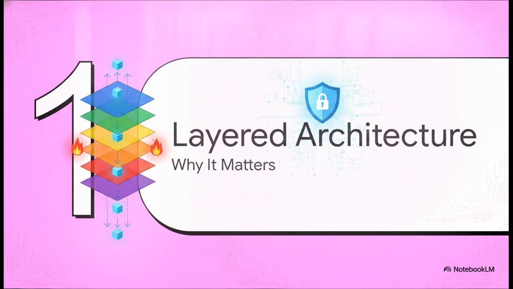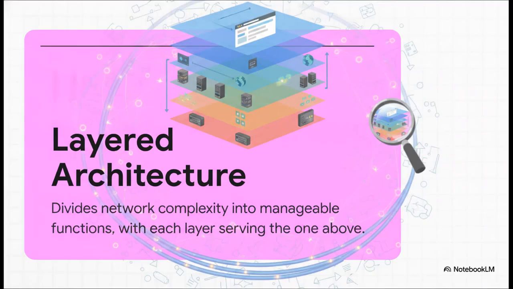So, Section 1. Why layered architecture matters. Look, computer networks are literally mind-bogglingly complex. If you had to understand the deep physics of a fiber optic cable just to build a simple website, yeah, nothing would ever get done. And that is exactly where layered architecture comes to the rescue. It takes all of that massive complexity and divides it up into manageable, bite-sized functions. The absolute beauty of this setup is that each layer provides specific services to the layer directly above it, while relying on the services from the layer directly below it. It's the ultimate division of labor.